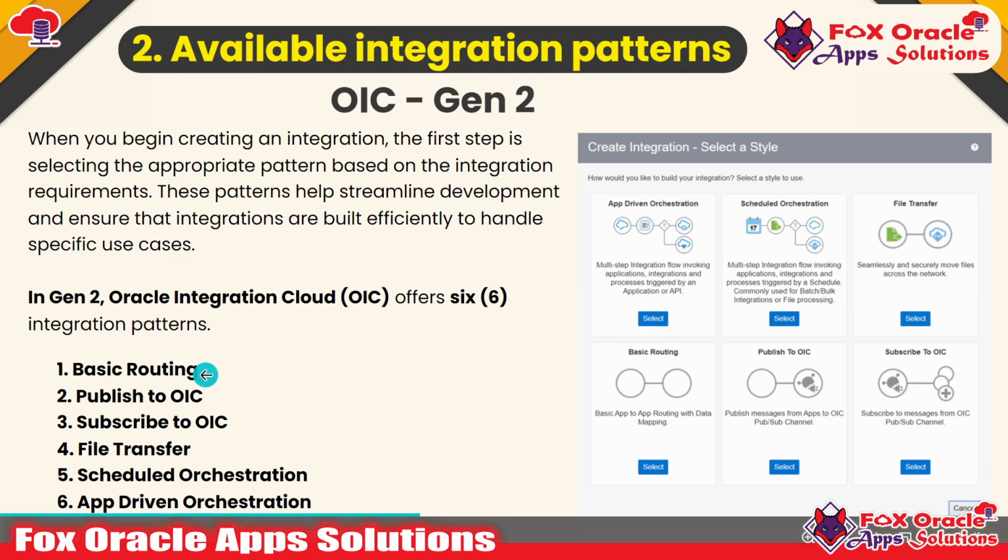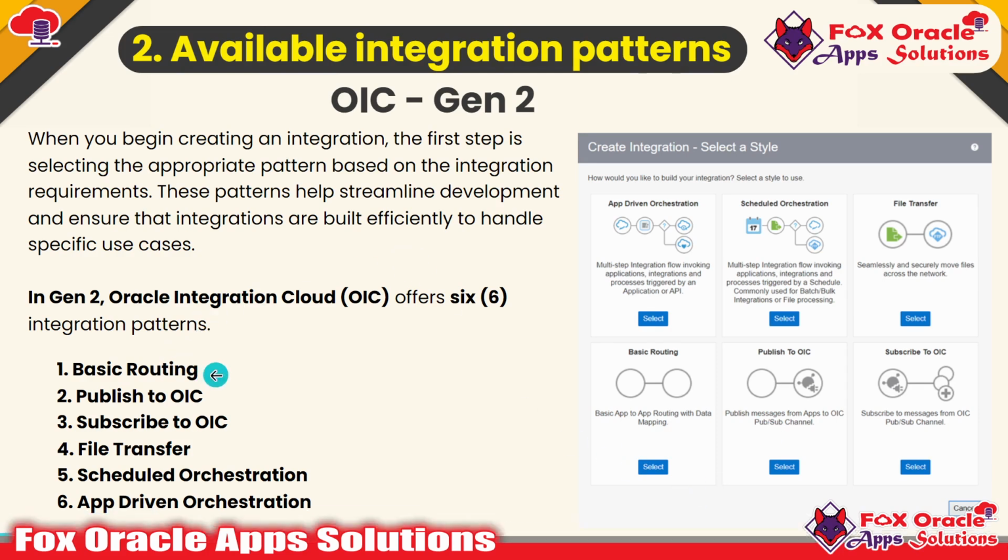The first one is the basic routing. That is quite simple. In basic routing, you just have to add the source endpoint and target endpoint, without any data manipulation or validations.